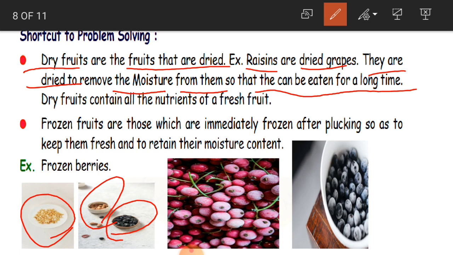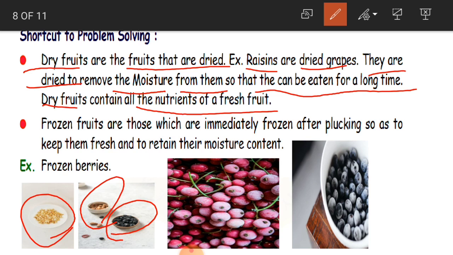So why are they getting dried? So that we remove the moisture. Every fruit or vegetable will have some moisture, some water level in that particular fruit or seed. So we are just going to remove the moisture and dry them so that we can preserve them and eat them for a longer period. Clear, children? And dry fruits contain all the nutrients of a fresh fruit.